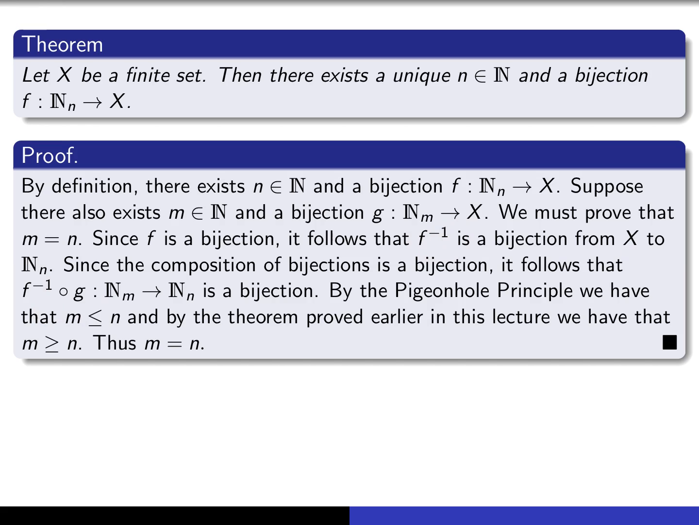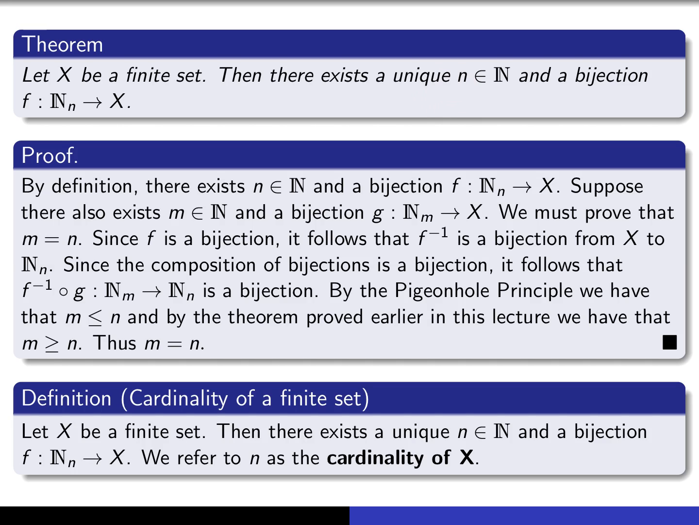Now the pigeonhole principle guarantees that this is an injection, and therefore m has to be less than or equal to n. But the theorem on surjectivity that we proved earlier in this lecture says we have a surjection from N sub m to N sub n, therefore m must be bigger than or equal to n. Okay, so those two inequalities tell us that m equals n, and that completes the proof. That proves the uniqueness that we're looking for.